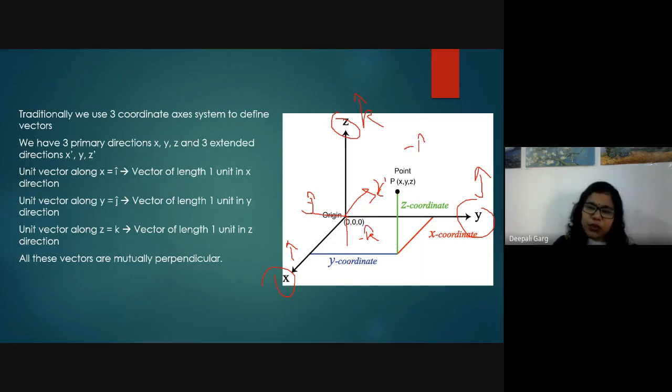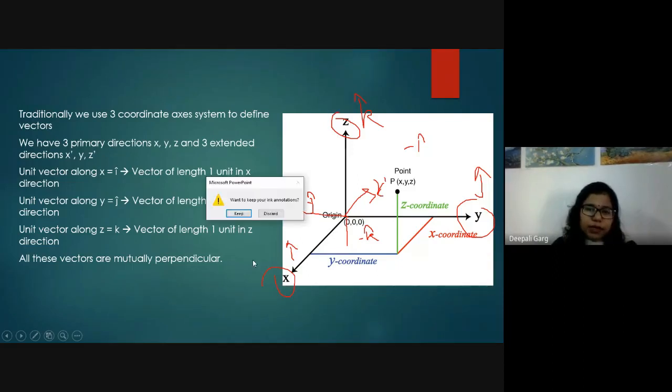So we have only 3 unit vectors which represent the 3 primary axes, and for the 3 extended axes we just put a minus sign in front of the unit vectors. So is this okay? We have only 3 unit vectors.